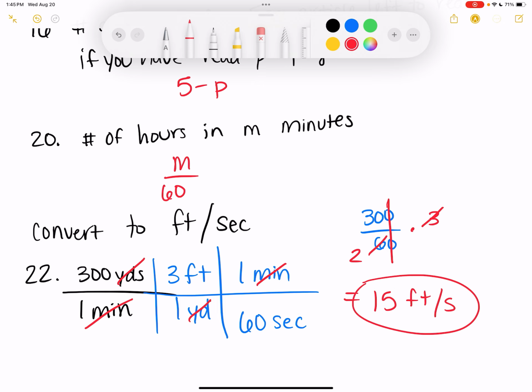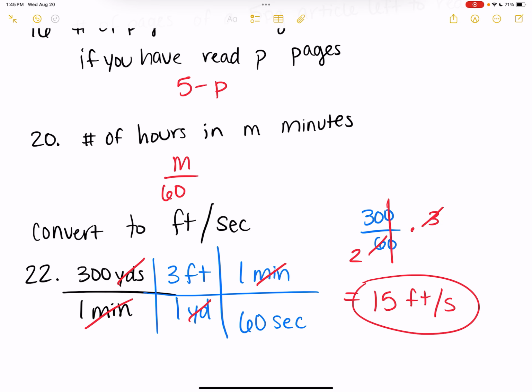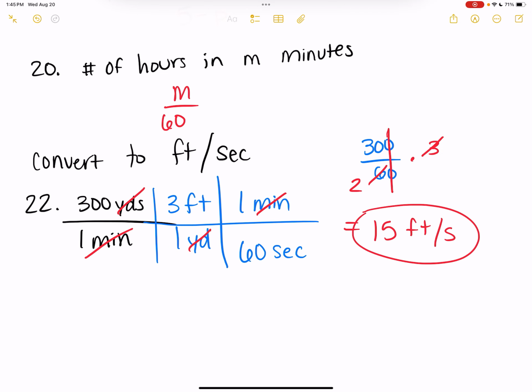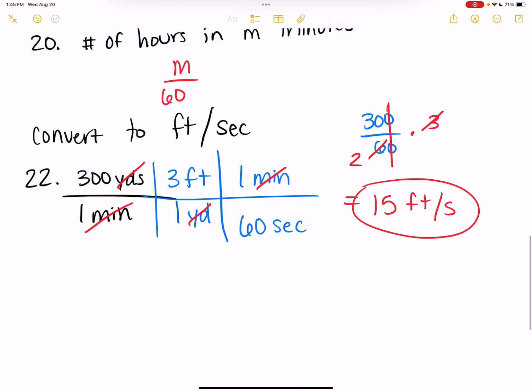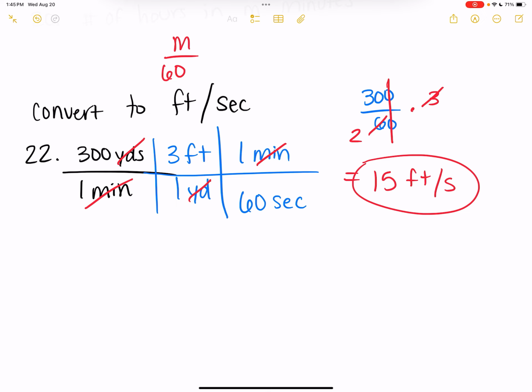Don't know why that's doing that. Any questions on that? I know that's probably different. I'm going to do another one, but have you done something like this before? Finally something new? And if you're like, I just want to convert my yards to feet and then my minutes to seconds, and then I just know that I've got it, you can do that too. I think this is easier, but it's totally up to you.